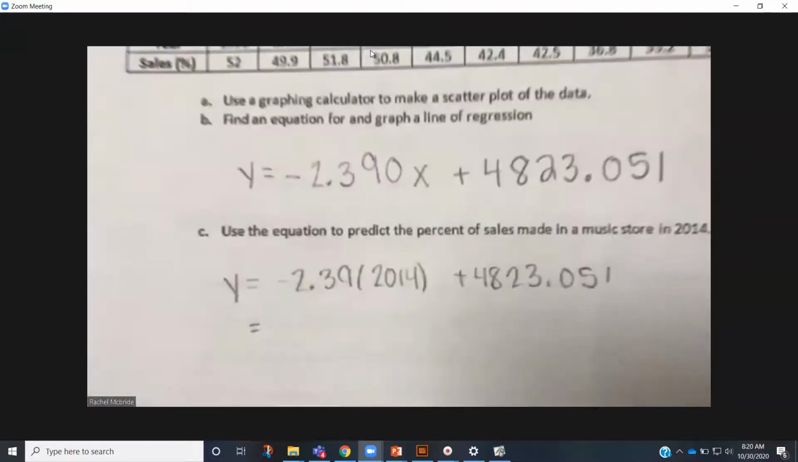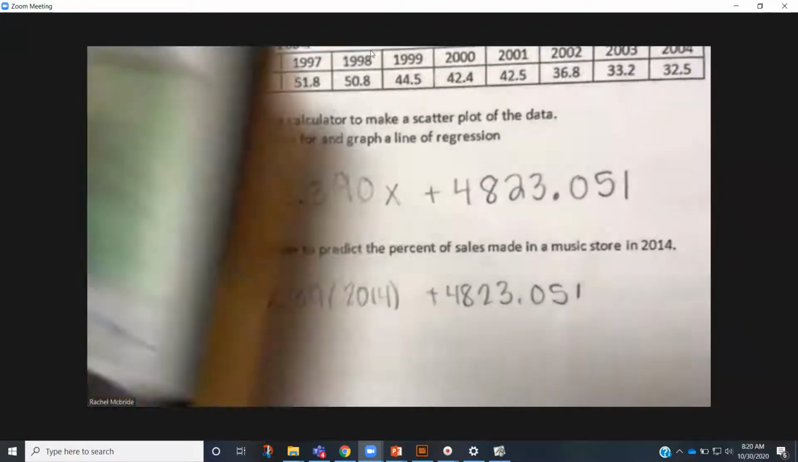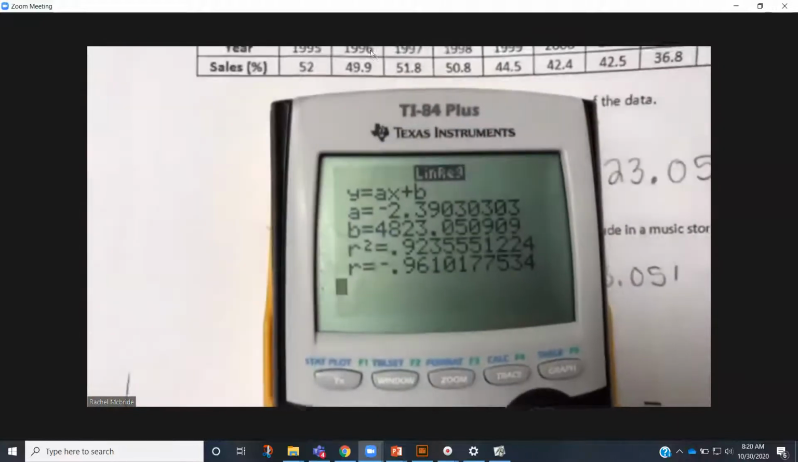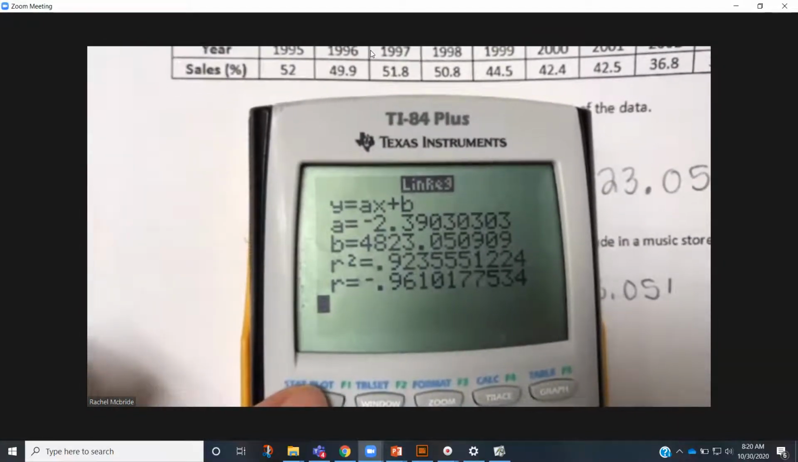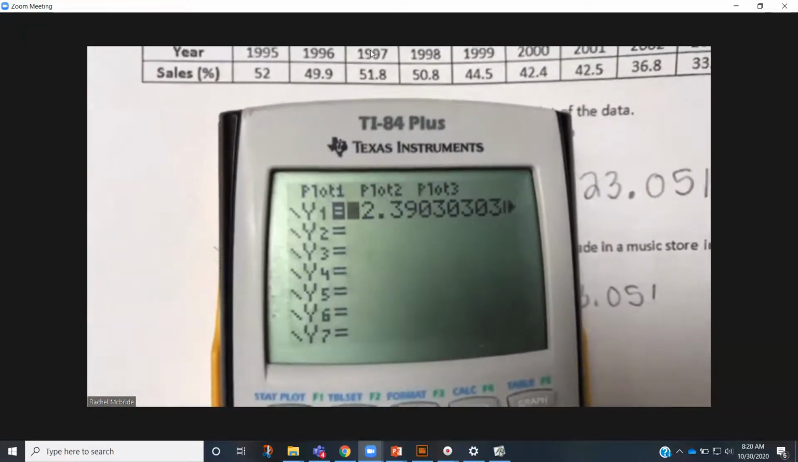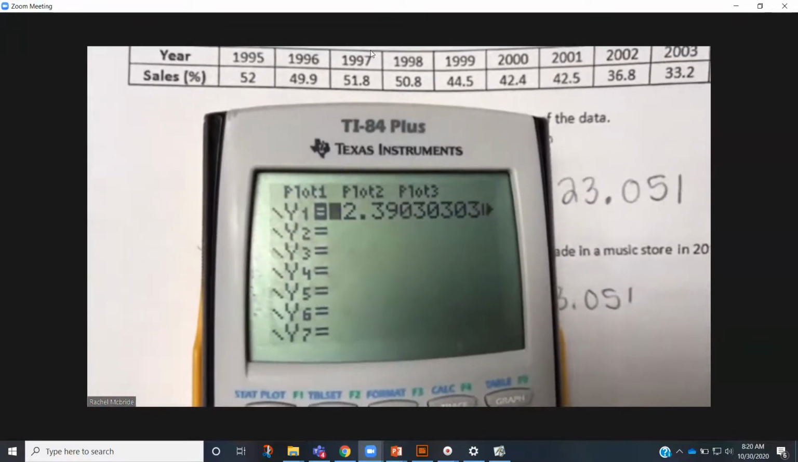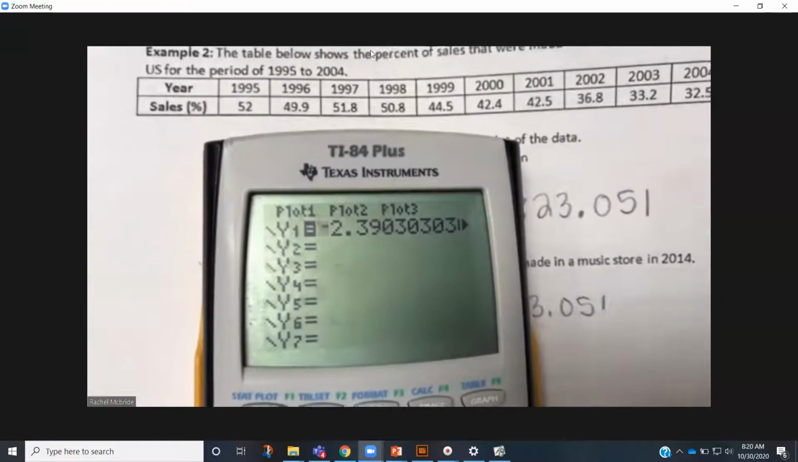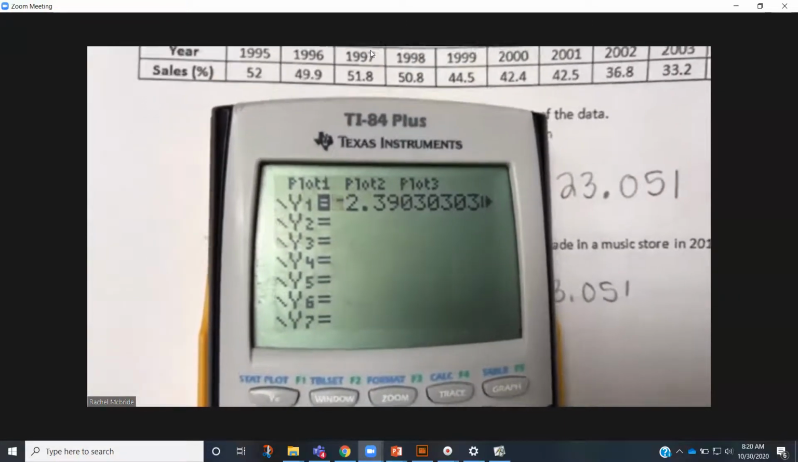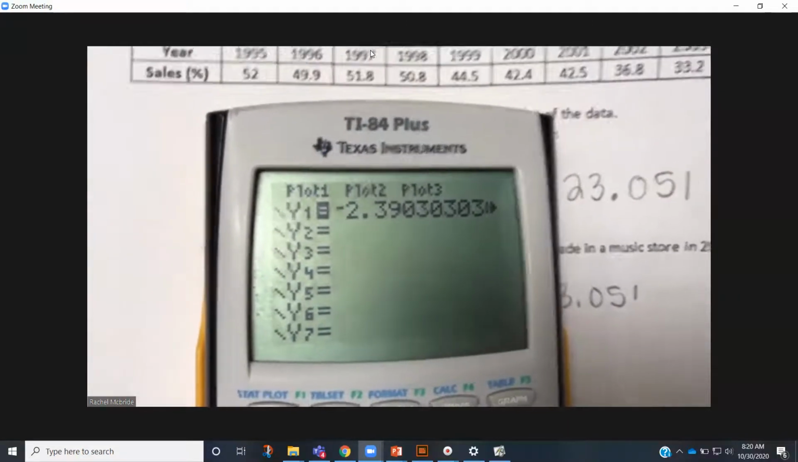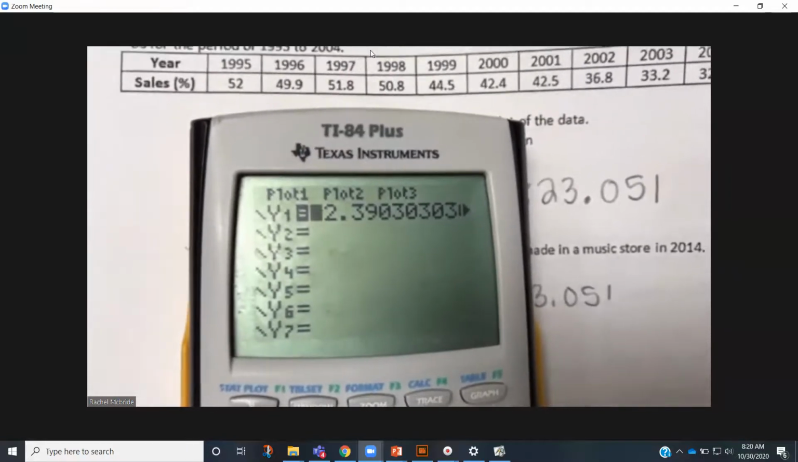Now, if you stored this equation appropriately, you should be able to hit y equals, and your equation should be in your graph. So you should be able to hit y equals, and there should be an equation in there. If you have the older calculators, unfortunately, you have to type that out.